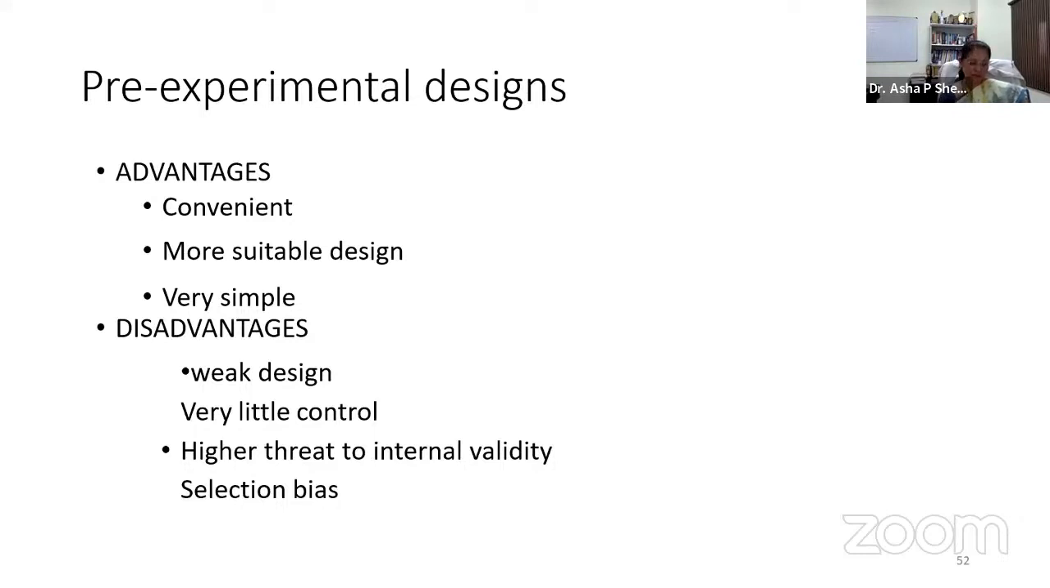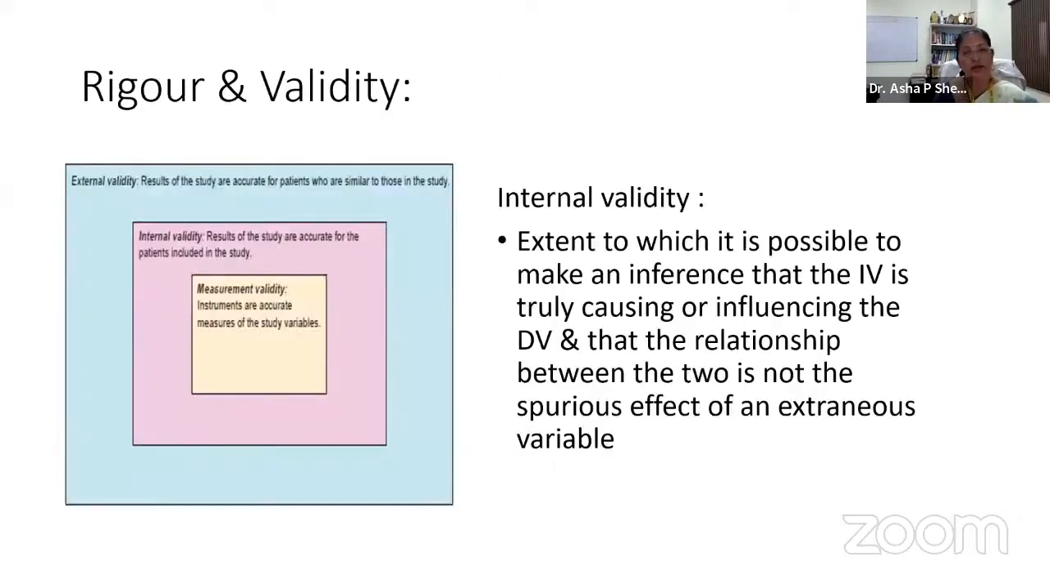Now, having seen these two designs, the quasi-experimental designs and the pre-experimental design, let's see what the rigor and validity of the experimental design is. We all know that the instruments we use for data collection need to be valid and reliable. In measurement, validity means the instruments are accurate; instruments will give accurate measures of the study variable. The internal validity that we talk about means the results of the study are accurate for the participants who are included in the study.